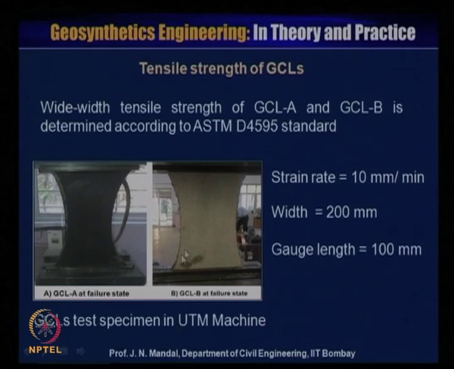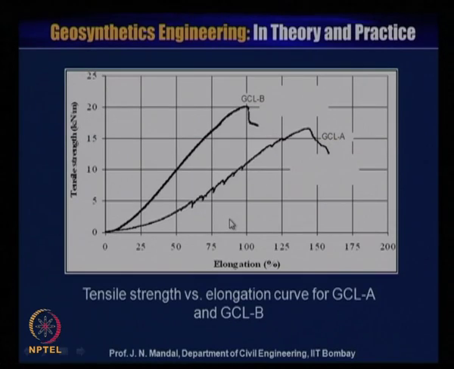This geosynthetic clay liner test specimen is tested in a universal testing machine. You can see for the sample here what the type of failure is: there is a formation of neck, and similarly for the geosynthetic clay liner B sample. A very typical neck type of failure has been observed for both samples, GCL A and GCL B. You can see here the tensile strength versus elongation curve for GCL A and GCL B.